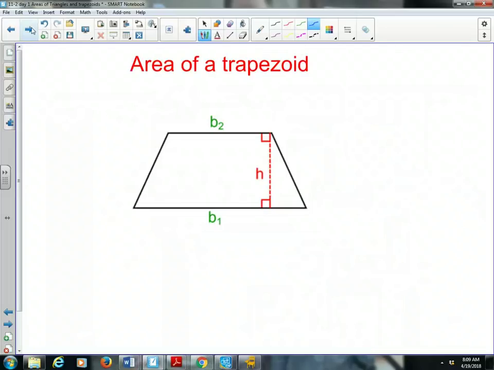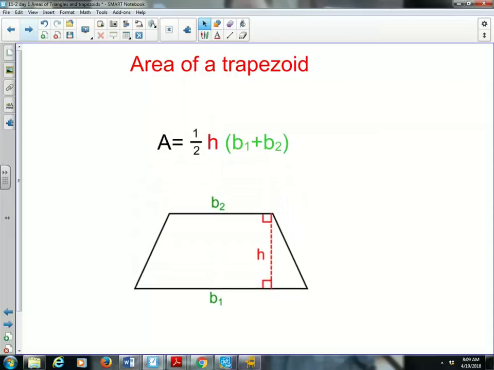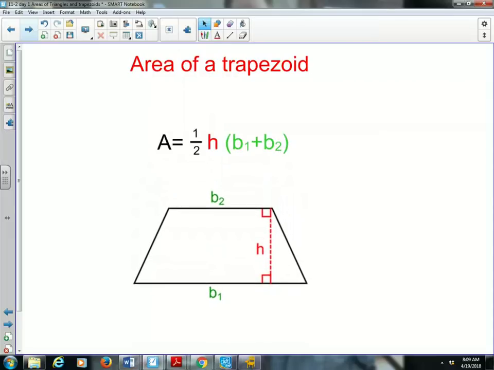Okay, now we're going to talk about the area of a trapezoid. What is the area of a trapezoid? The area is 1/2 of the height times base 1 plus base 2. So here's our two bases. We're going to add those up. Put that in parentheses. Multiply it by the height, and then take 1/2 of it.